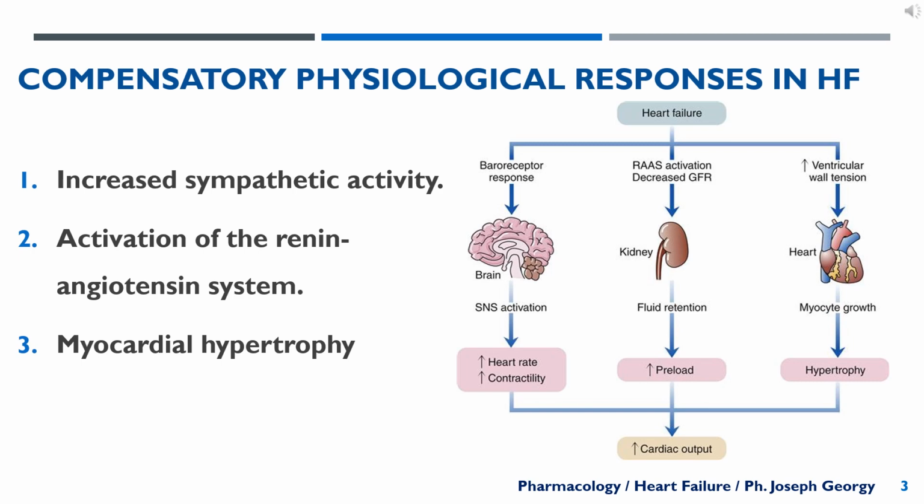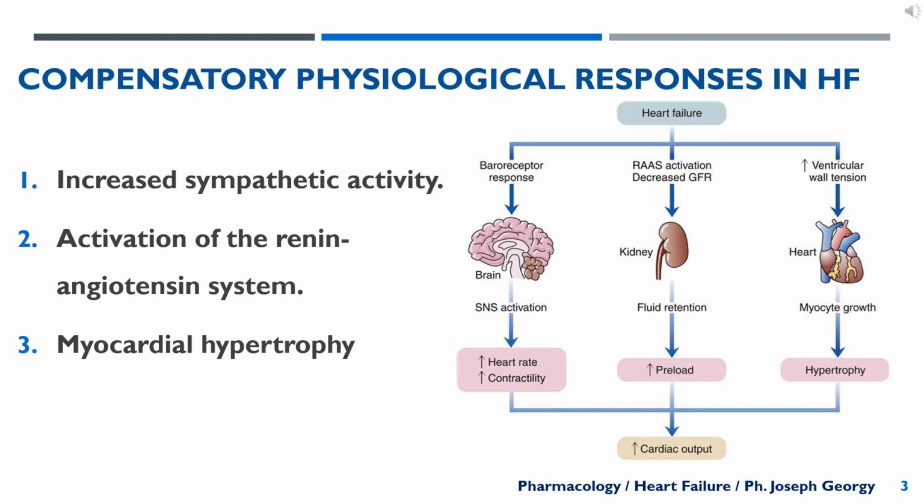The second compensatory physiological response is the activation of the renin-angiotensin system. So the RAAS, or renin-angiotensin aldosterone system, will be activated, and the GFR, or glomerular filtration rate, will decrease in kidneys. So we will have fluid retention, and as a result of fluid retention, we will have increased preload.